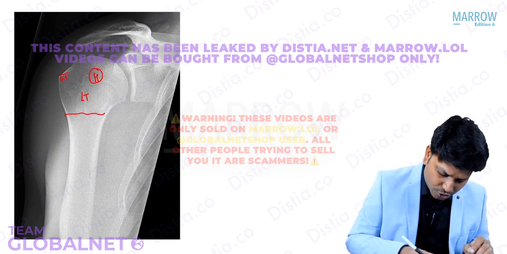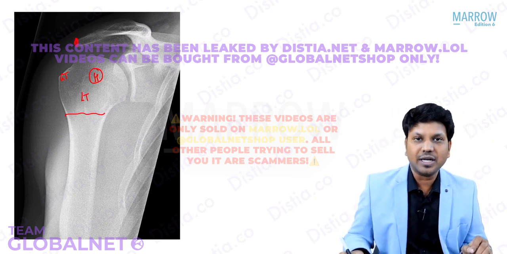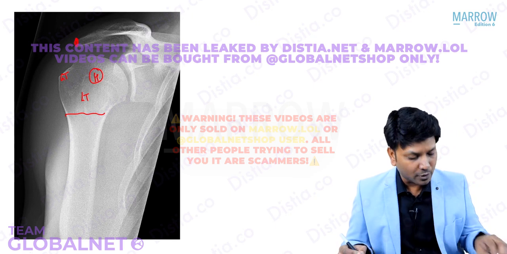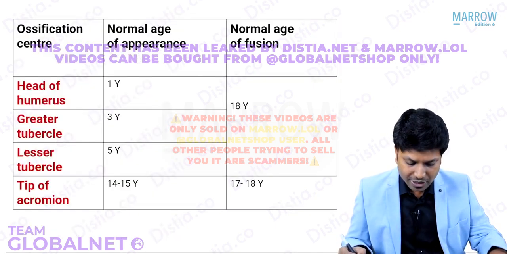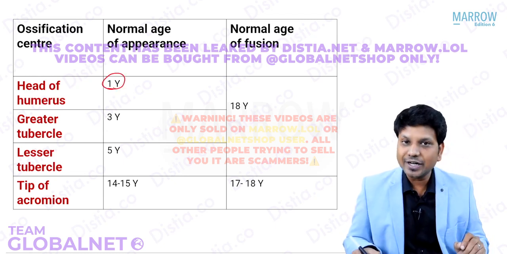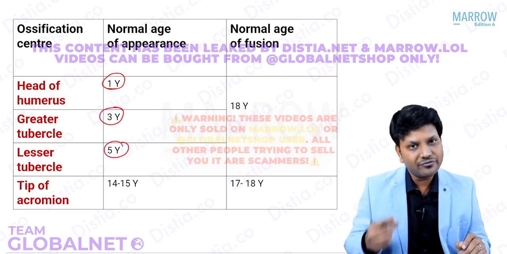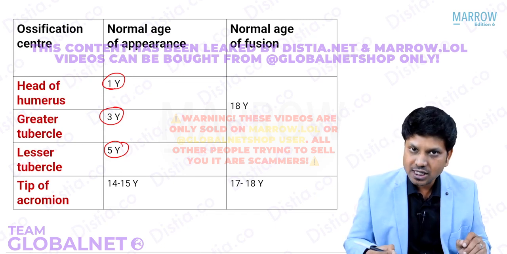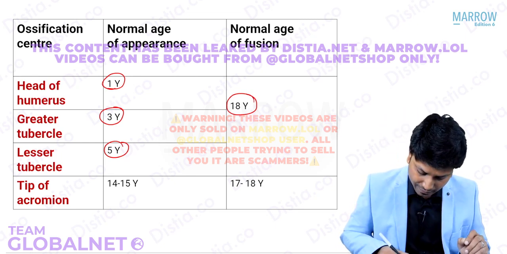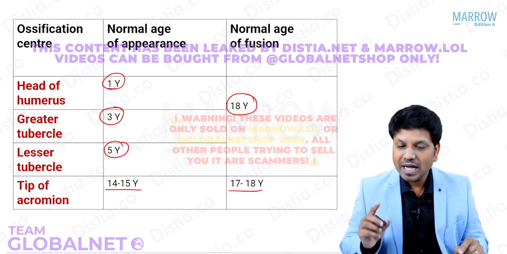And in the X-ray of the shoulder, we will also be looking at the tip of the acromion process, right? There is one center for the tip of acromion process that we'll be learning as well. So I've told you the important places where we have to look in the X-ray. Now let me tell you the ages. The head of humerus appears at 1 year of age. The greater tubercle 3 years. The lesser tubercle 5 years. You can remember odd numbers 1, 3, 5. All these centers will fuse with the shaft around 18 years. The tip of acromion process appears at 14 to 15 years. It fuses at 17 to 18 years. 14 to 15 and 17 to 18.